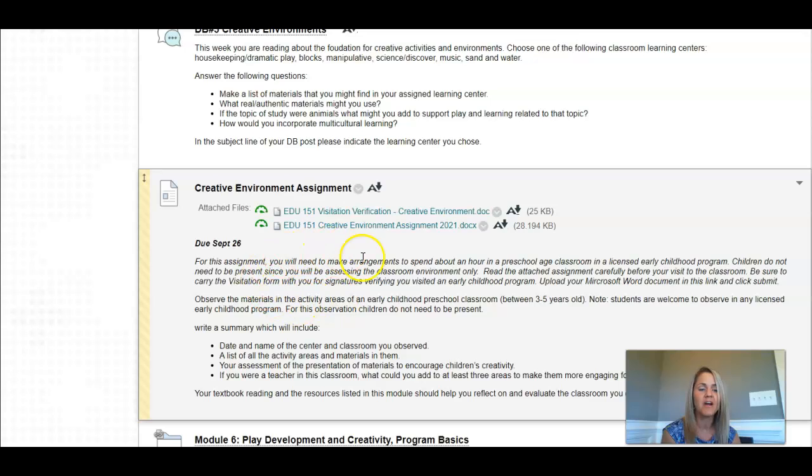Here's that creative environment assignment that I talked about a little bit earlier. It is due on September the 16th, so make sure you have your plans in place to get that observation done. And that's what you're working on this week.